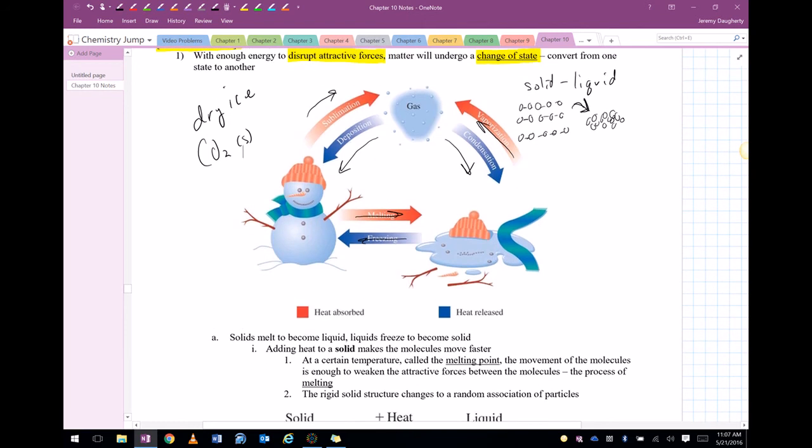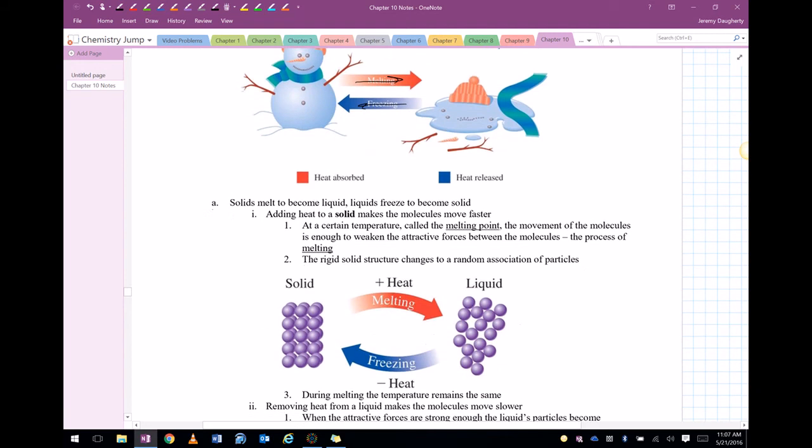You can also see what's going on with energy. In order to melt something, we have to put energy into the system. In order to vaporize something, we have to put energy into the system. So that's going to be important, whether energy is going in or energy is coming out. And we'll talk about what that energy is being used to do. So solids melt to become liquids. Liquids freeze to become solid.